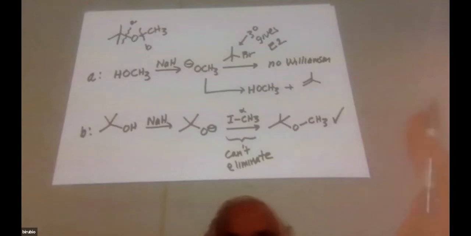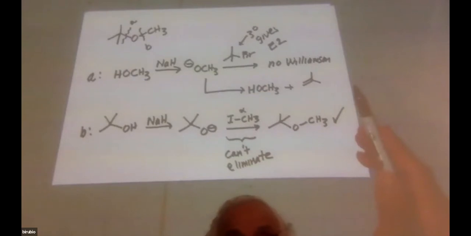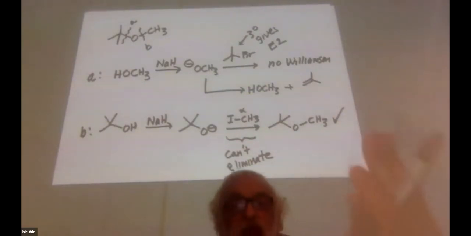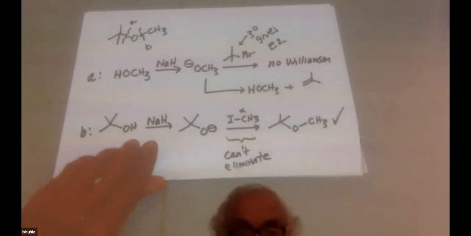Elimination is the enemy of substitution. Elimination is the enemy of Williamson. But this methyl iodide doesn't have a second carbon. It can't eliminate, so the substitution will work. Yes, so you're getting the hang of it? One more.